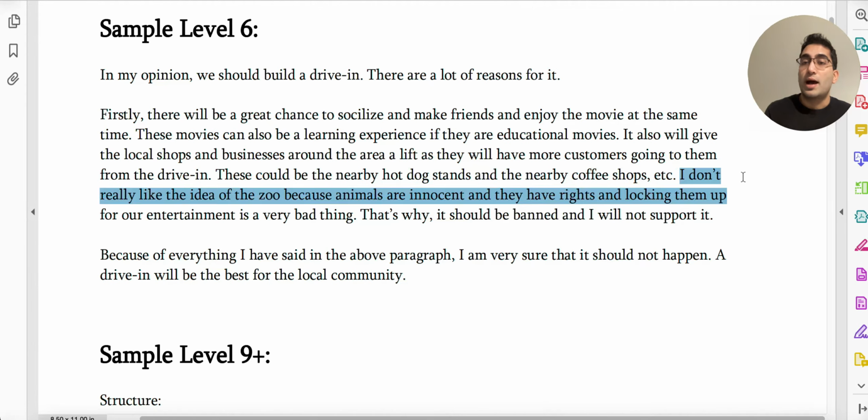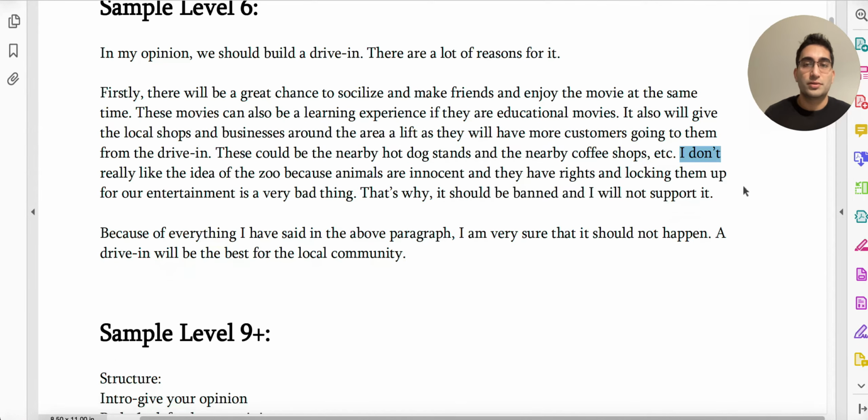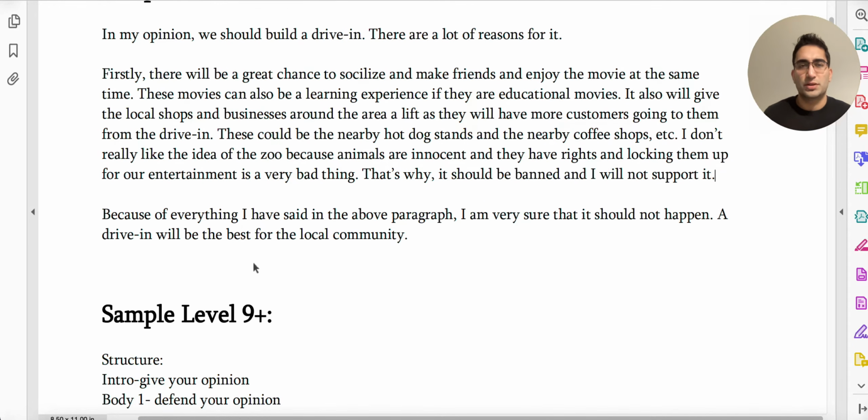You cannot use words like I, me, my, you, personal pronouns. You cannot use those in your body paragraphs. You can only use them in the intro. So don't do this stuff. I don't really like the idea of this because they have the rights, and that's a very basic connector too. Nothing great there, and I will not support it. Again, I, which is going to be a mistake. So personal pronouns, lack of structure, lack of great vocabulary, and lack of detail. Good grammar though, and in some places, good flow as well.